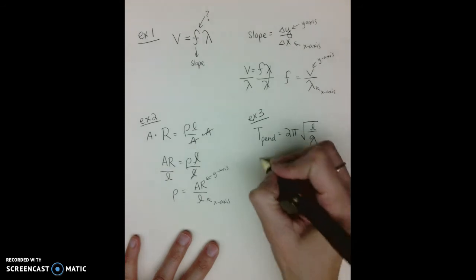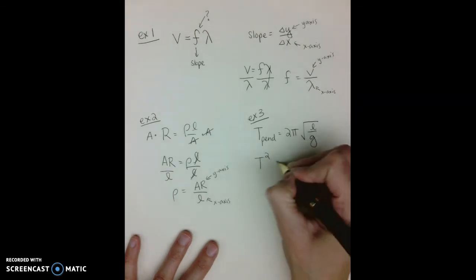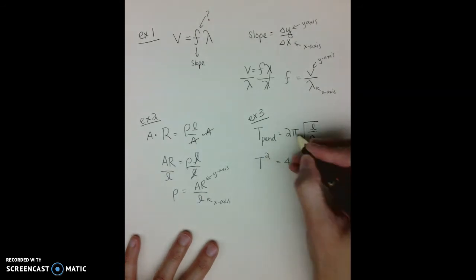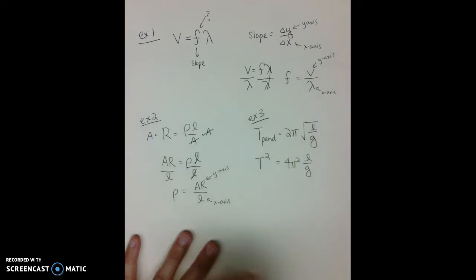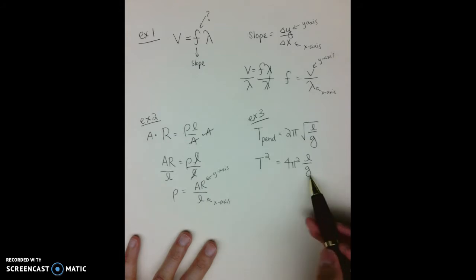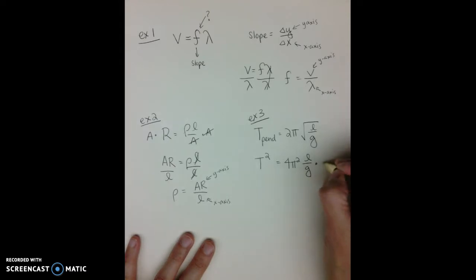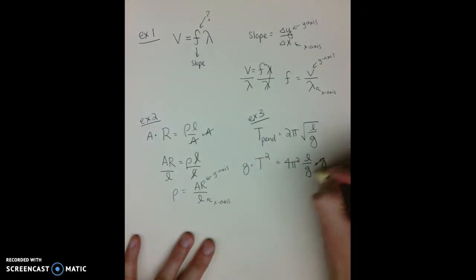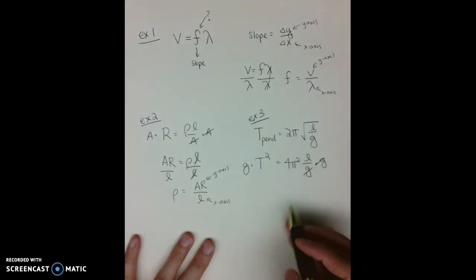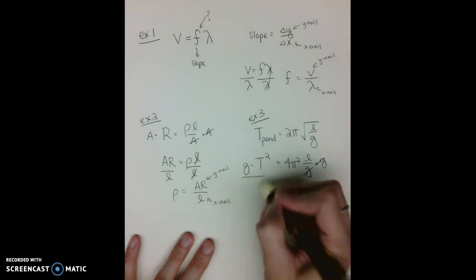So this is going to be period squared is equal to 2 squared is 4, pi squared, then L divided by G. And remember, I want G to be in the slope position, so I need to get it out of the denominator. And so to do that, I'm going to multiply both sides by G, and that gets G out of the denominator over here. And then to get it alone, I'm going to divide by period squared.